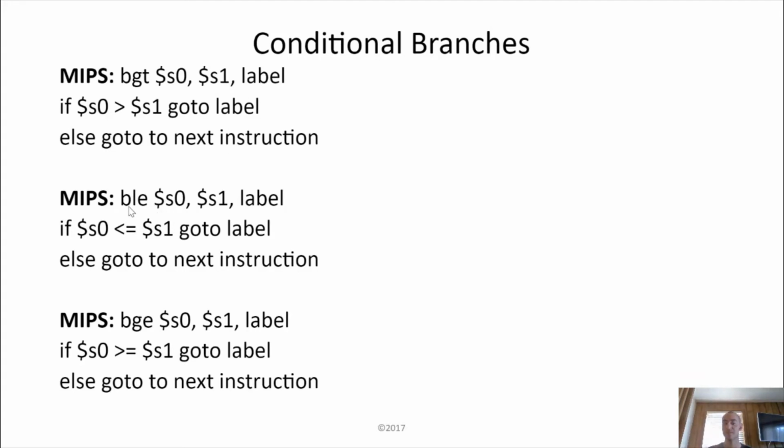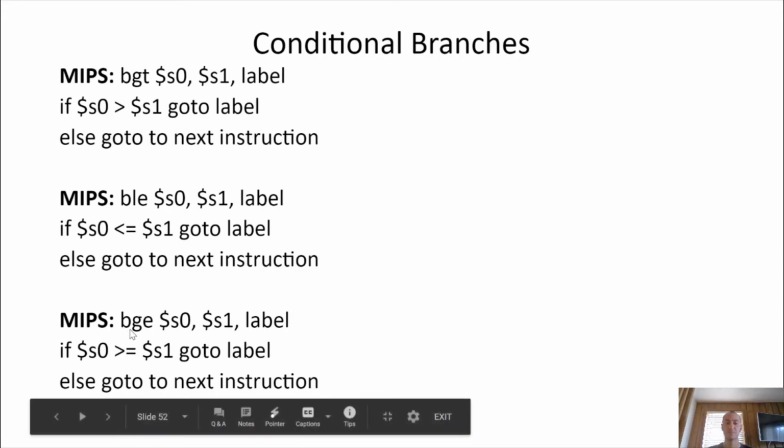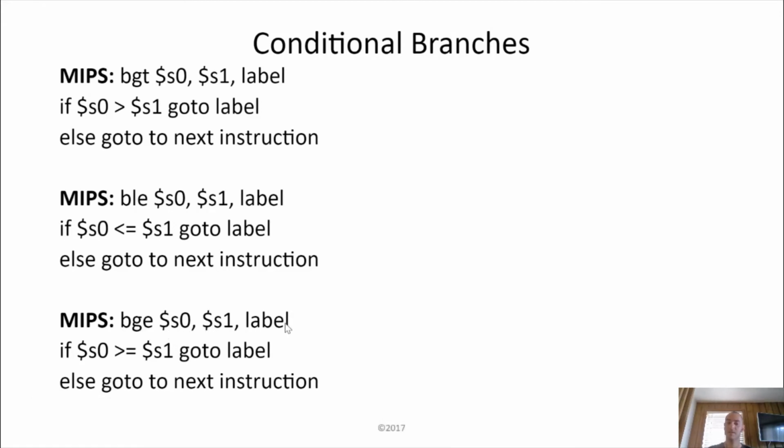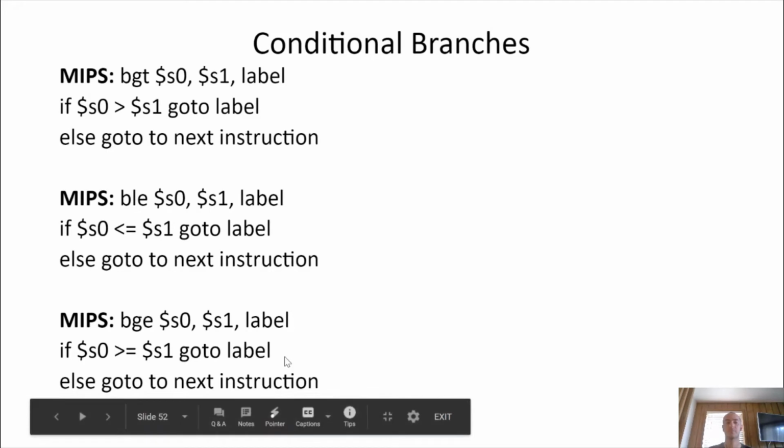We have branch less or equal. If S0 is less or equal to S1, jump to the label. Otherwise, go to the next line. We have branch greater or equal. If S0 is greater or equal to S1, then jump to the label. Otherwise, go to the next line.